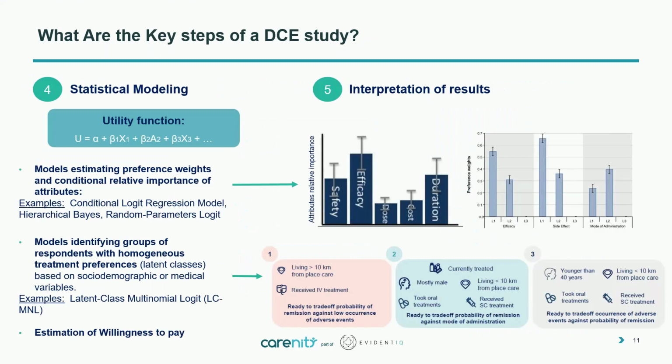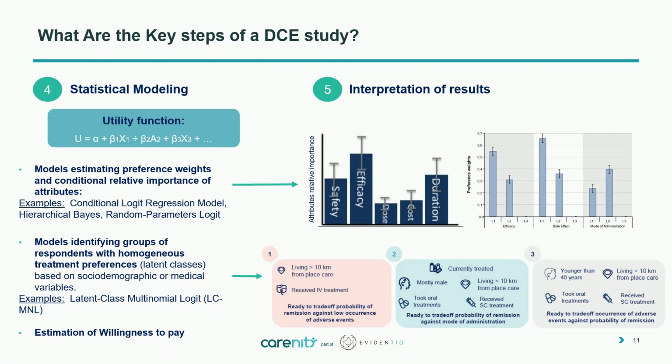The fourth step is statistical modeling. Statistical analysis of DCE data is based on the random utility model. In this framework, a respondent is assumed to choose between alternatives, opting for the one associated with the highest utility, U. Beta coefficients provide quantitative information on the importance of each attribute level.